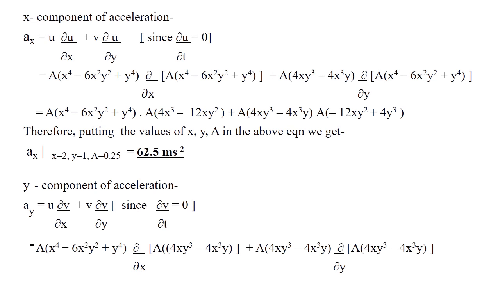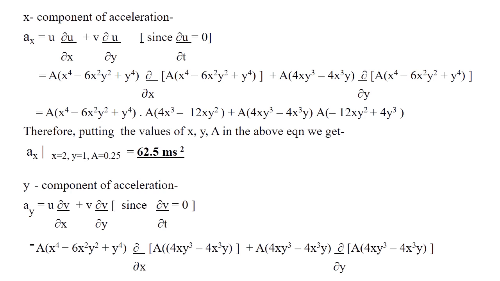Now to find the x component of acceleration, we will write it as ax is equal to u del u by del x plus v del u by del y, and we know since del u by del t is equal to 0, so here also we will put the values of u and v, and then we will differentiate it and we will get this equation ax is equal to a within bracket x square minus 6x square y square plus y to the power 4 into a within bracket 4x cube minus 12xy square plus 4 within bracket 4xy cube minus 4x cube y a into minus 12xy square plus 4y cube.